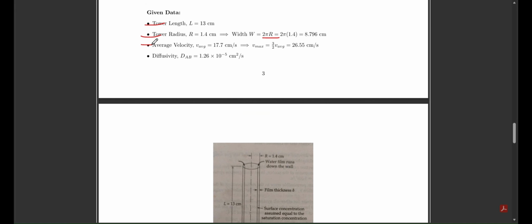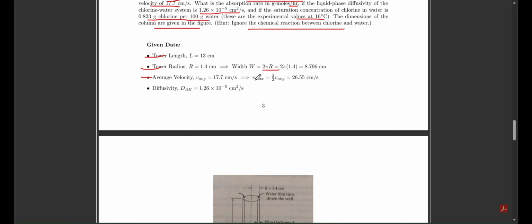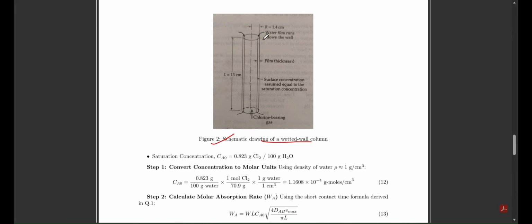The average velocity V average is given as 17.7 centimeters per second. We can calculate Vmax as we know the formula Vmax equals 3/2 of V average. The data we have been given in the question is in our figure: length, radius, chlorine-bearing gas coming from downward, and film thickness δ. The surface concentration is assumed equal to the saturation concentration, and the water film runs down the wall. The saturation concentration CA0 is also given per 100 grams of H2O.